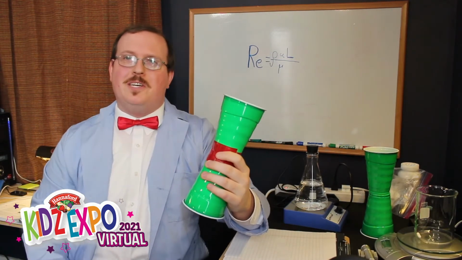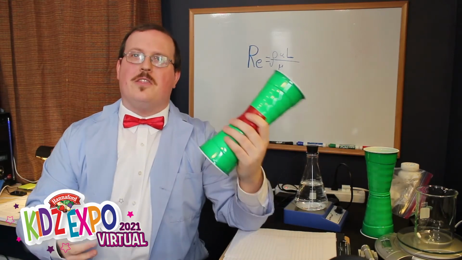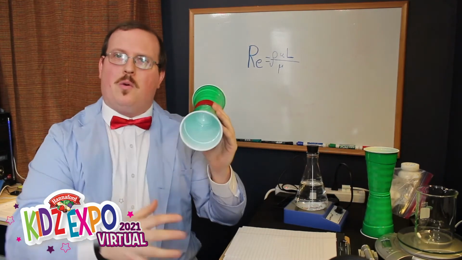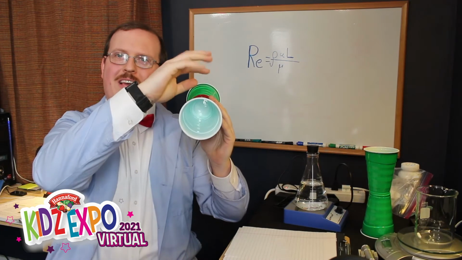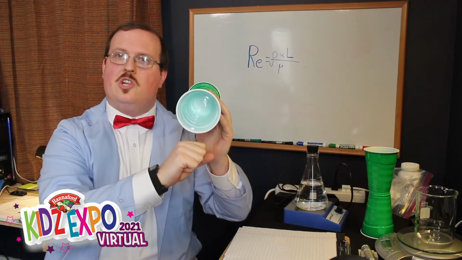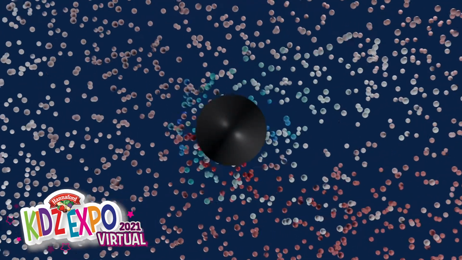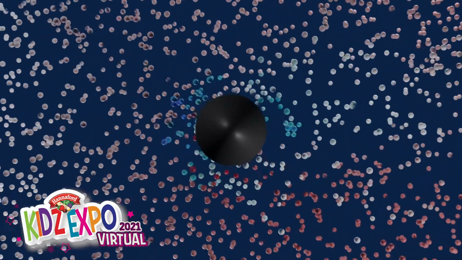And remember Bernoulli's principle, what does changing the speed do? It changes the pressure. As it spins, we end up with high pressure on one end and low pressure on the other. And that's because we had slow air on one side and fast on the other side. Let's take a look at a little animation that shows you what it looks like at a really small level.